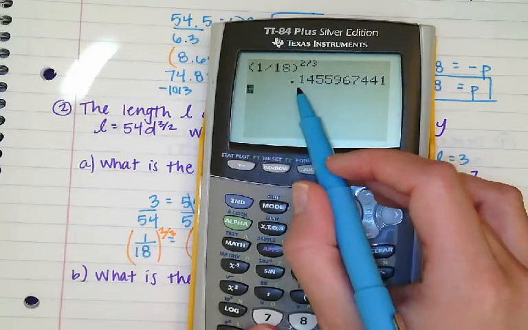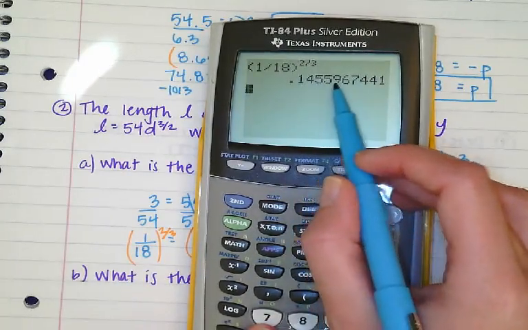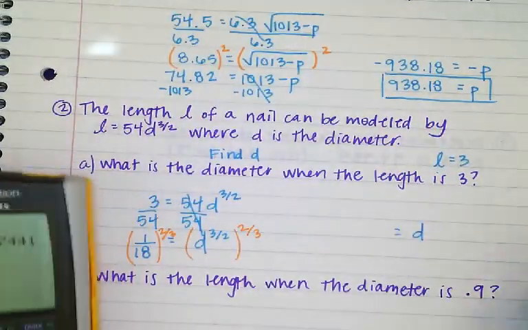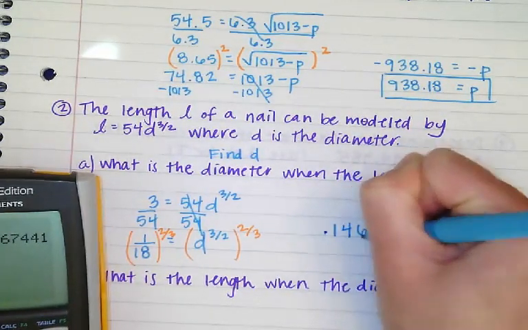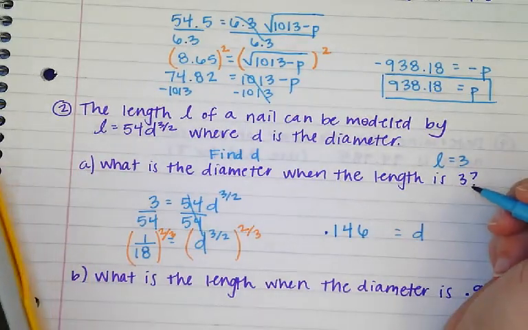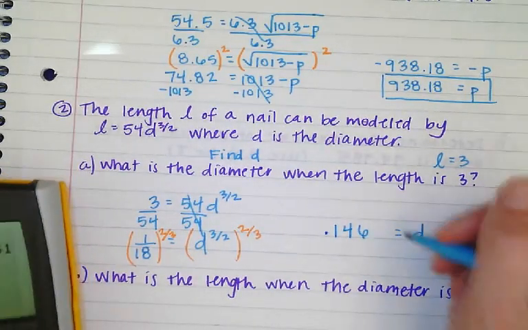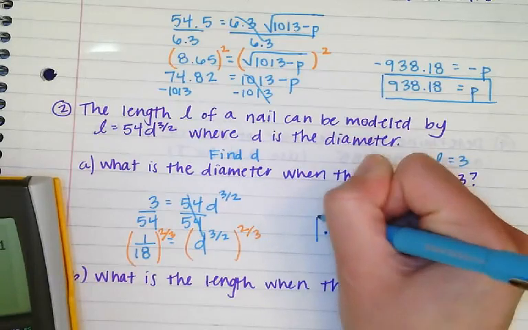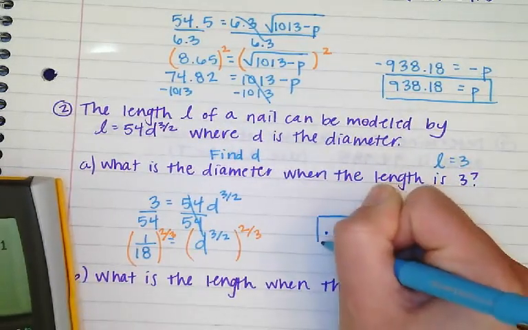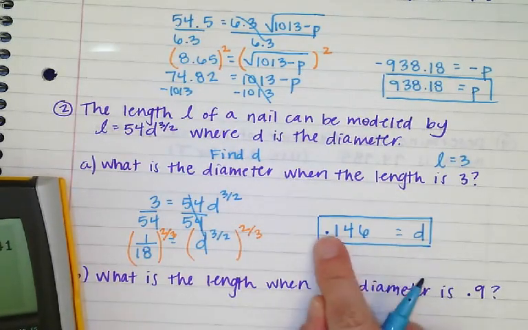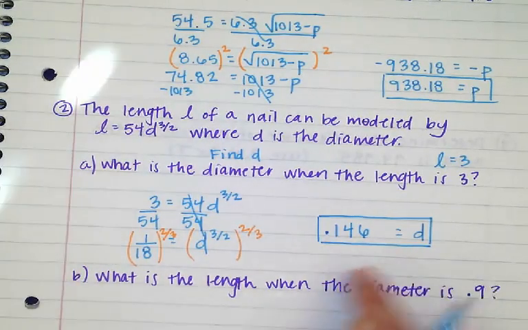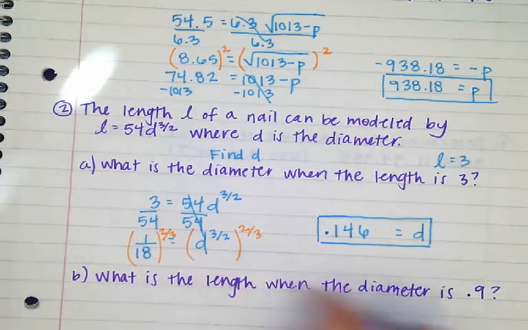And I get 0.1455. So we'll go ahead and round it to approximately 0.146. And again, we don't have units in this problem, but that's okay. We solved for the diameter, and we can go from there. So we got 0.146 for the diameter when we isolated d.